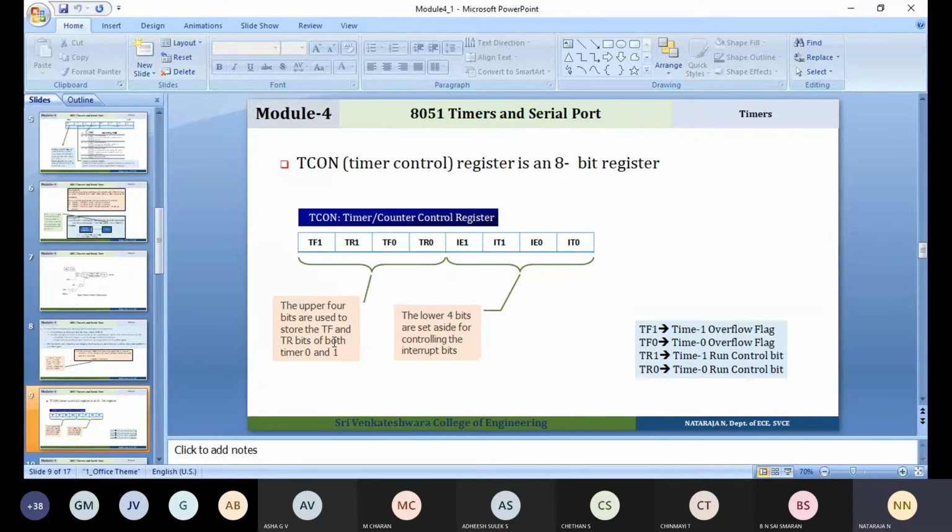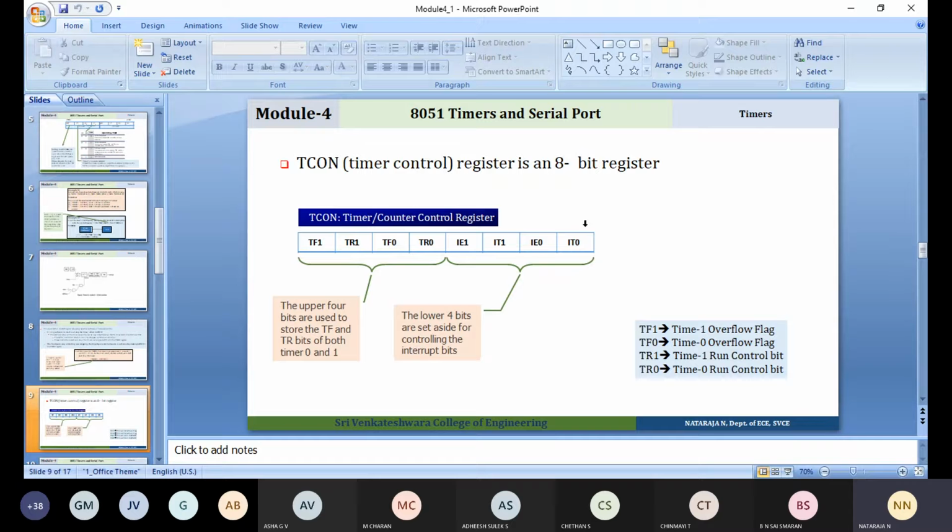Let us move to the next one, that is TCON. The timer control register is an 8-bit register. Here we have the bits IT0, IE0, IT1, IE1, and TR0, TF0, TR1, TF1: timer 1 overflow flag, timer 0 overflow flag, timer 1 run control bit, and timer 0 run control bit. These are the 8 bits of the TCON register, the timer or counter control register. How we are going to use it, we can discuss later. Make a note of this TCON register.